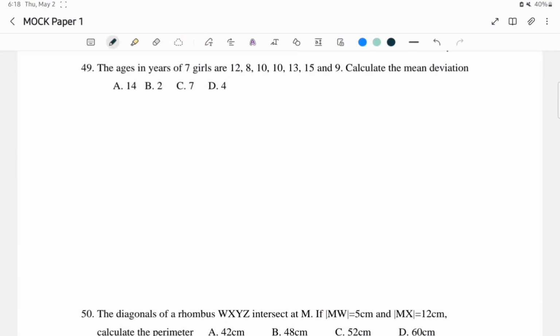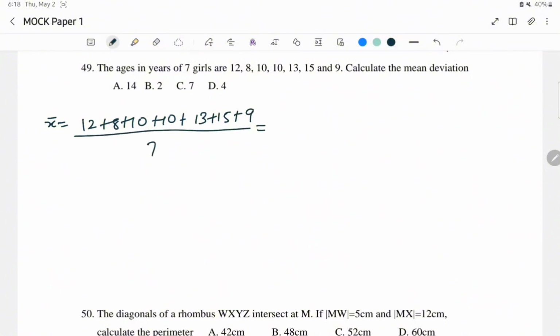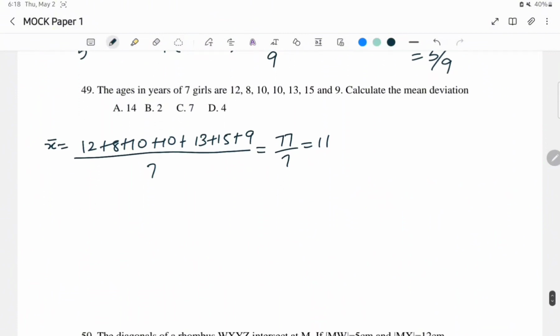We need to calculate the mean first. The mean is the sum of 12, 8, 10, 10, 13, 15, and 9 all over 7, which is, when you add everything using your calculator, you will get 77 over 7, which is 11. That means the mean is 11.